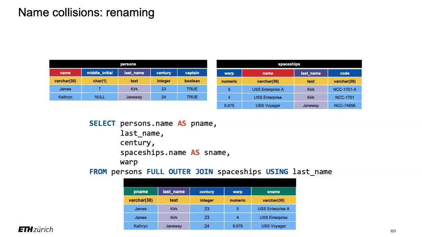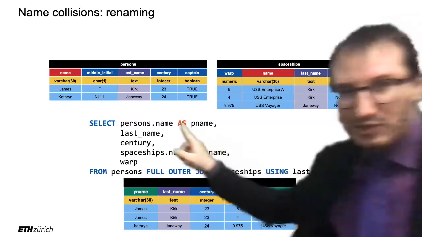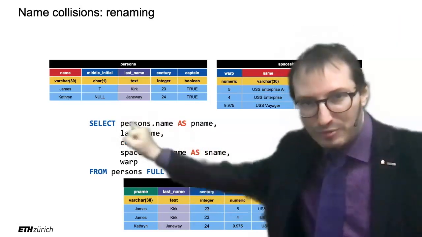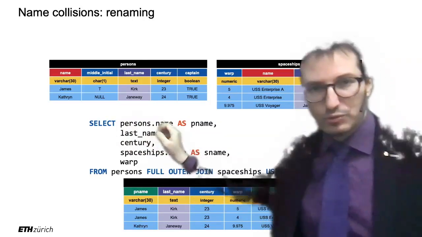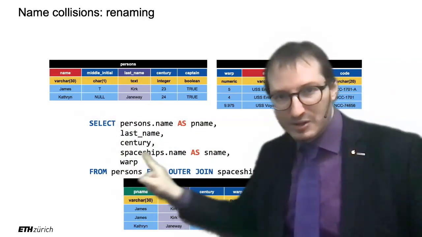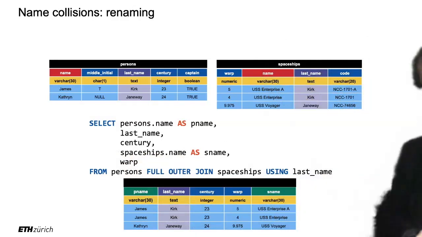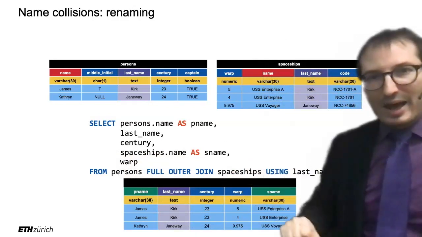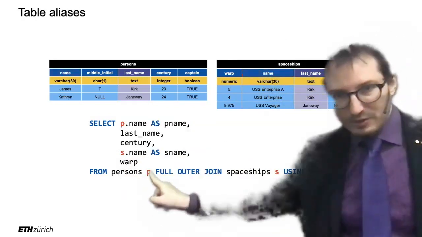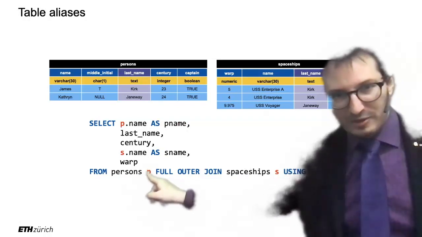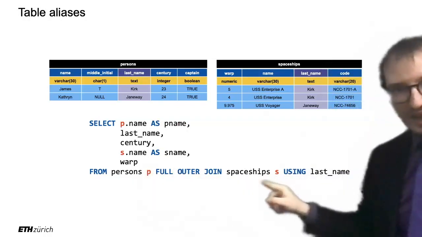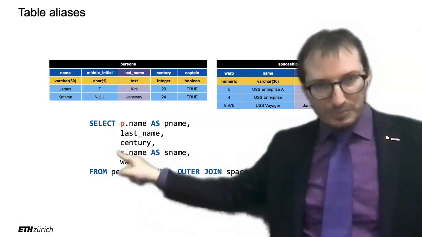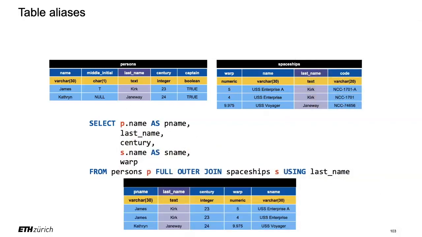So do you see how I disambiguated, by the way, in order to say that I want to rename the person's names as P name and the spaceship name as S name? I use this little dot in there with the name of the table, persons.name and spaceships.name, to disambiguate which one is which. I can also use a shortcut like persons P and spaceships S, which allows me to just use P and S, right? And then this is what I get.